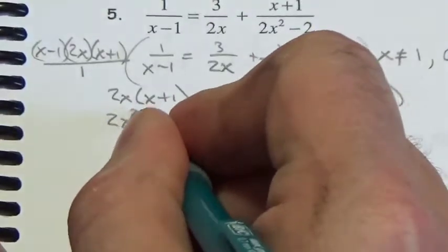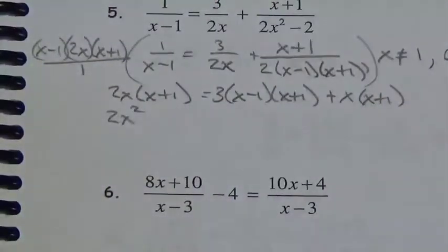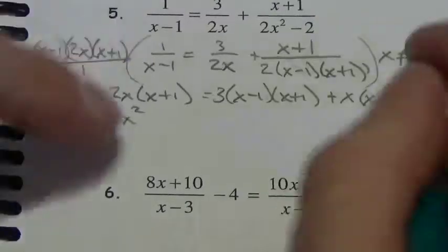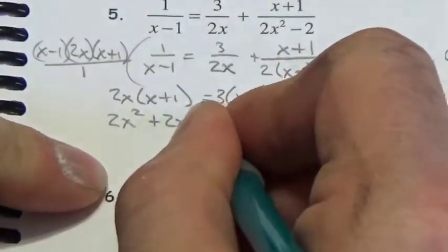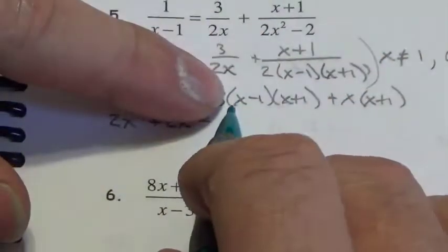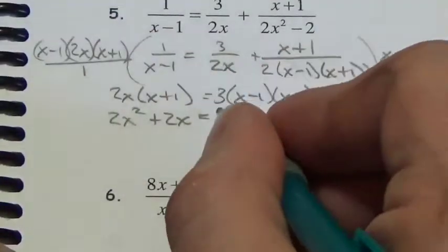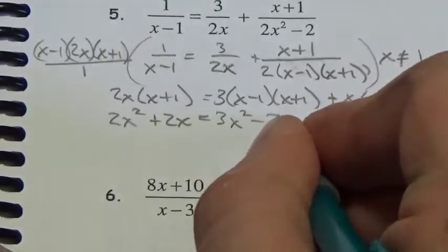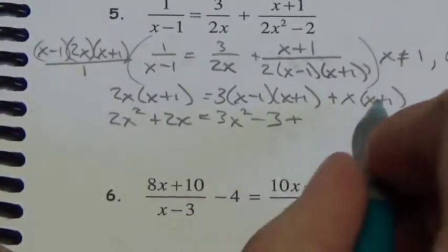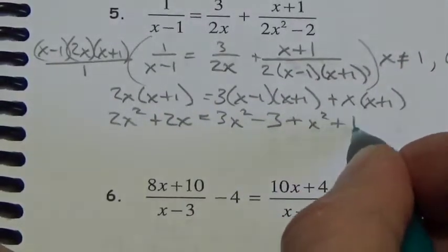So I'm going to get 2x squared. Okay, good. Immediately I see this as a quadratic. That gives me a direction here. Plus 2x is going to equal, well, x minus 1 times x plus 1 is going to be x squared minus 1. Let's distribute the 3 through. So 3x squared minus 3 plus, and this is going to be x squared plus x.